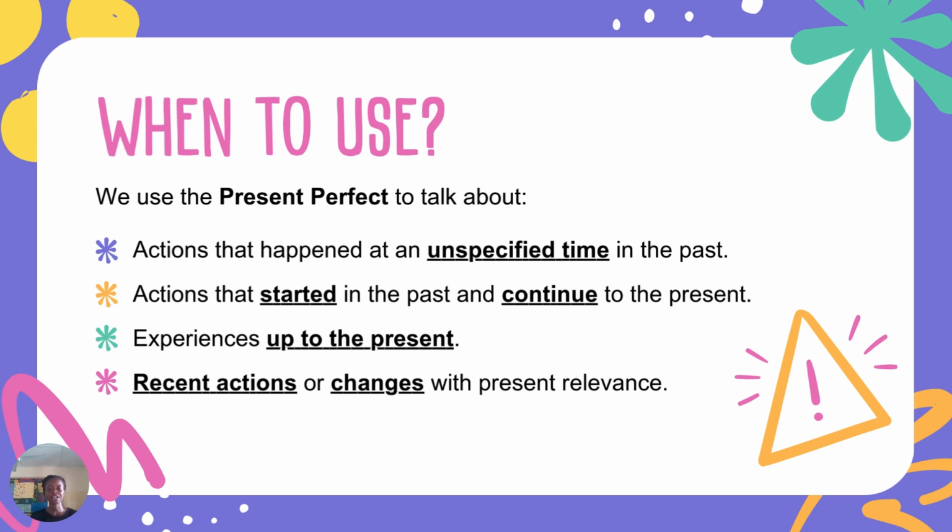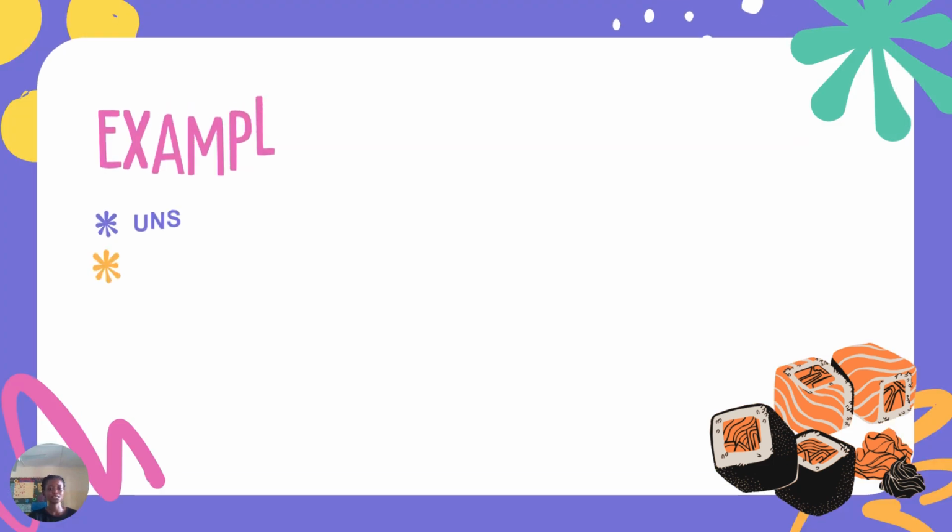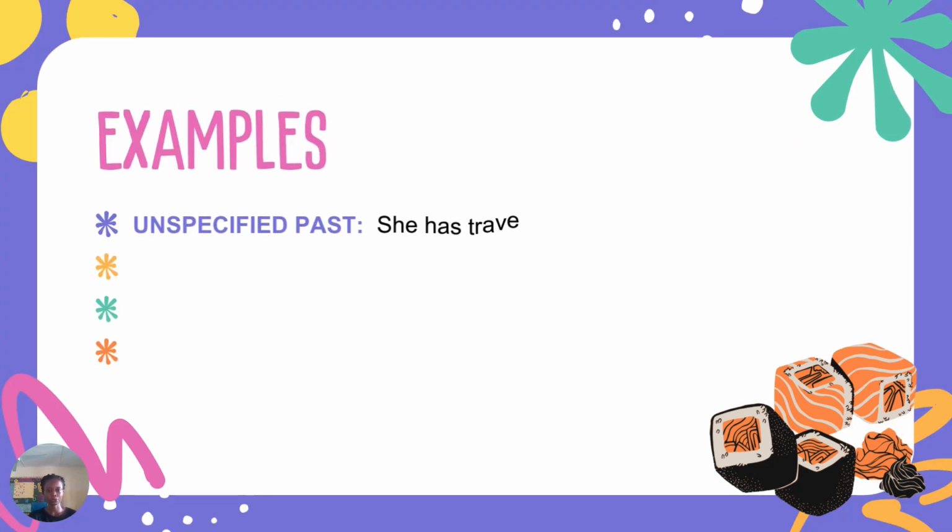We also use that for actions that started in the past and continue to the present. That is action that begins sometime in the past and is still currently ongoing. We also use it to talk about experiences up to the present. And we also use it to talk about recent actions or changes with present relevance. Now, knowing that, what are some examples of these actions that we just talked about?